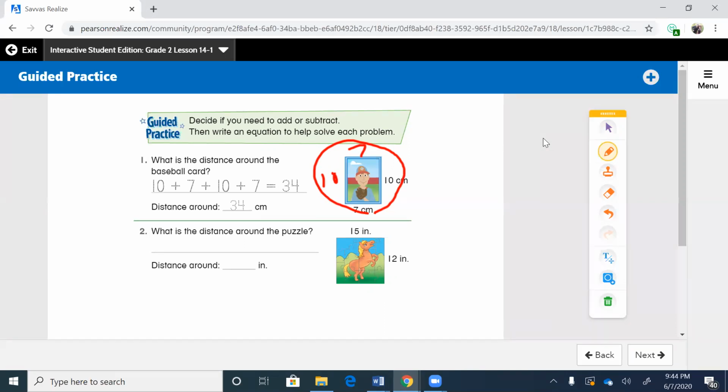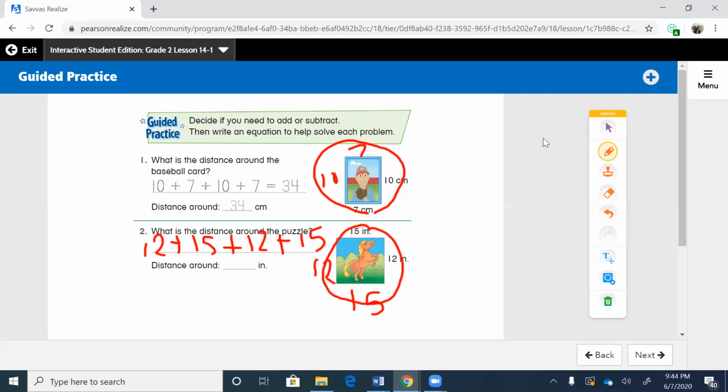So we have 15 and 12, okay? And then we're going to put another 15 and a 12, okay? Now we're going to write it. We're going to write 12 plus 15, and we're just going to write it again, plus 12 plus 15. So basically, all you're doing is adding all of those numbers.